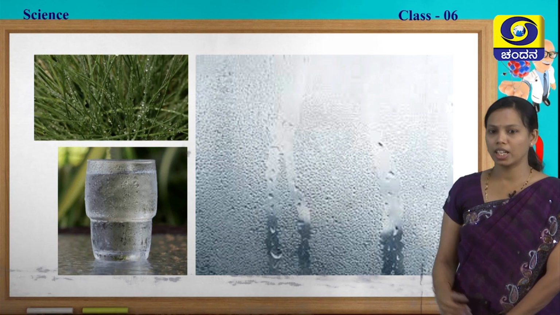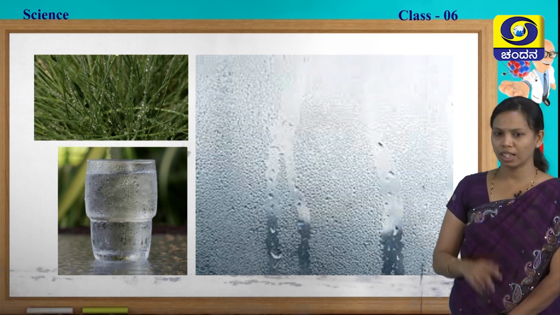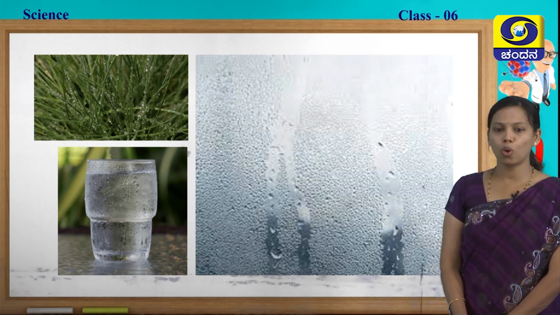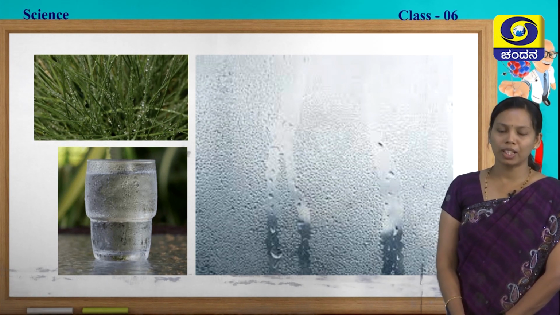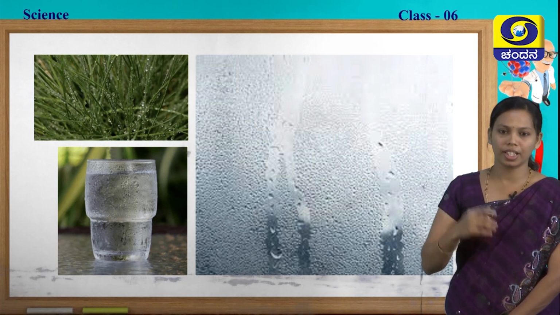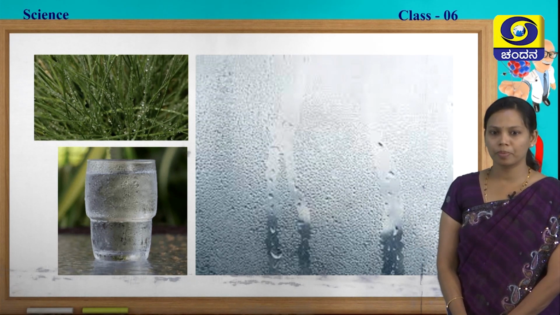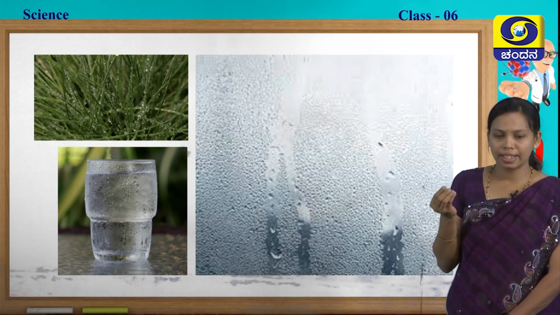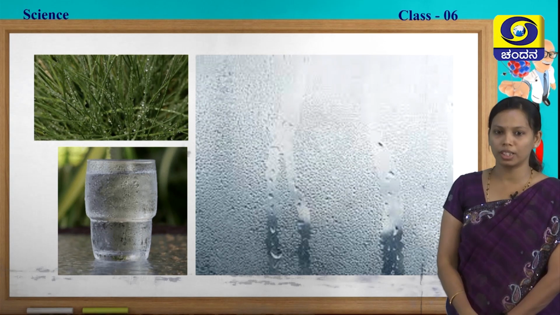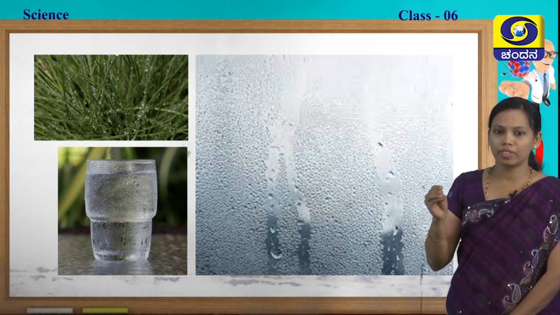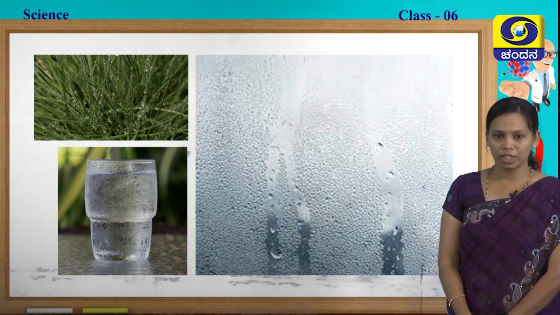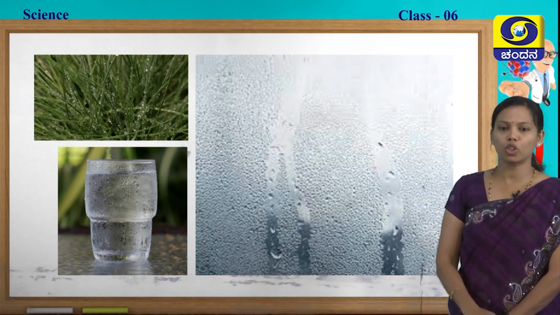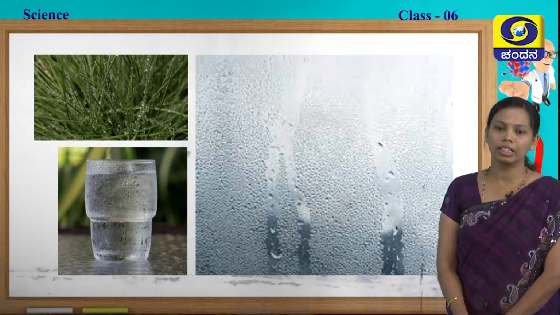In the same way, look at the second picture. There is a glass. By seeing that only we can come to know that it is nothing but the cold water. When we keep the cold water outside the refrigerator, what happens at that time? The air which is around the glass will be a little bit hot compared to the cold water. When it comes into contact with the coldness of the water, slowly it condenses, it cools down, forming the water droplets on the surface of the glass.